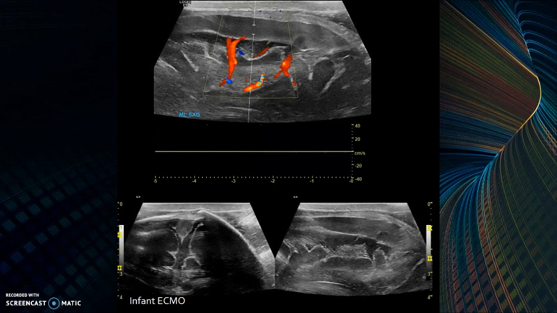Here is an infant that was on ECMO. The patient was thought to have a thrombus of the superior sagittal sinus. This is sagittal, no flow. You can see the color of the perforator veins, but no flow within the actual superior sagittal sinus. Here's in coronal. It looks like there's thrombus in there.